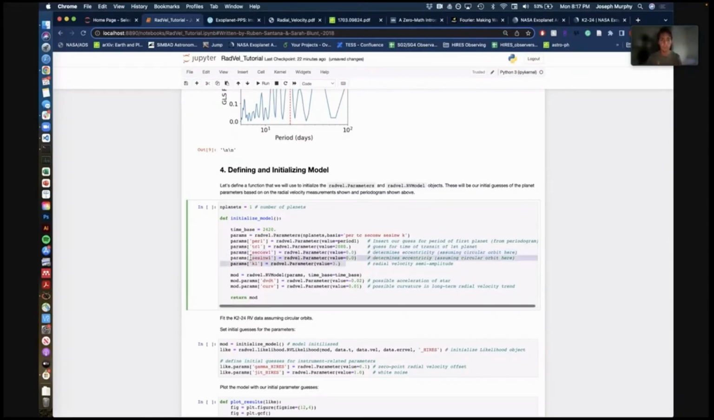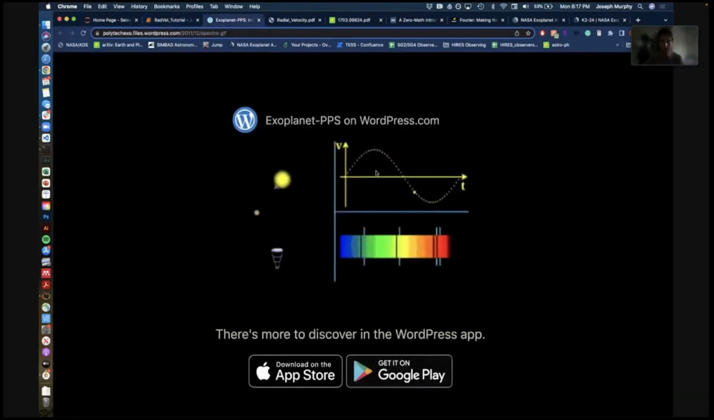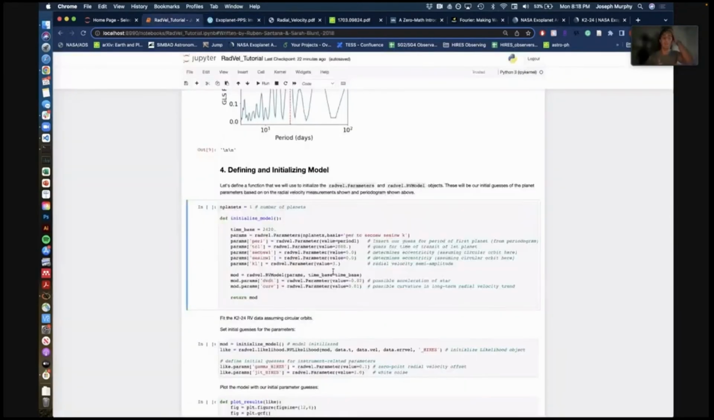And then lastly, this is the radial velocity semi-amplitude. We use the symbol K most of the time to label this parameter. And that is, you can imagine, the height of the sine wave in this cartoon. Okay. So this will be our initial model. We're going to use the period from our periodogram analysis as an initial guess.